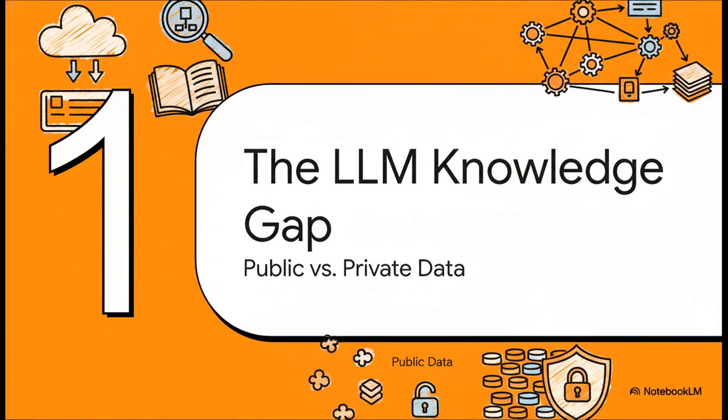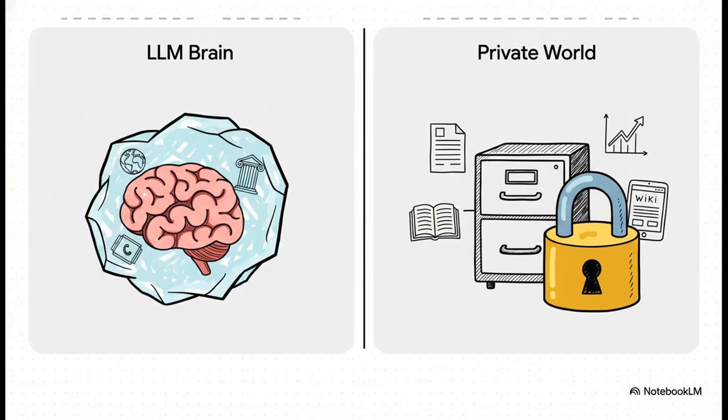And that right there, that's the core challenge we're going to tackle in this explainer, the large language model knowledge gap. Think of it like this. On one side, you have the LLM's brain. It's packed with a ton of general knowledge, sure, but it's all public, and it's basically frozen in time from when its training stopped. And on the other side, well, that's your private world, your company's internal documents, real-time data, all your private wikis. The two are just completely separate.